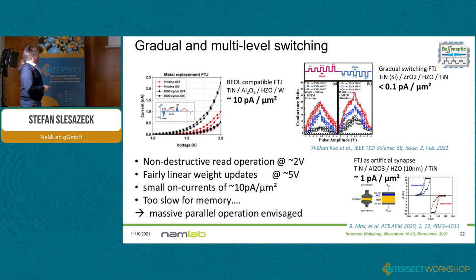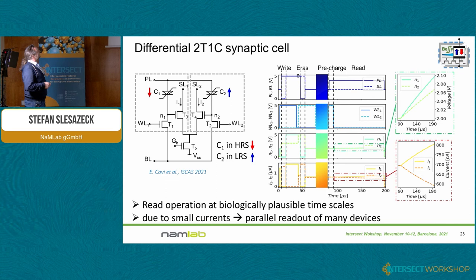And another example goes more in the direction of the synaptic operation. There are just some publications out here to show that it has already been demonstrated that the FTJ can also be operated in such an analog way with gradual switching, and one could make use of this in such a differential 2D1C synaptic cell. So again, we have such a 2D1C structure on the left and right-hand side, and they're using two FTJs in a differential way, again, to store differential weights.